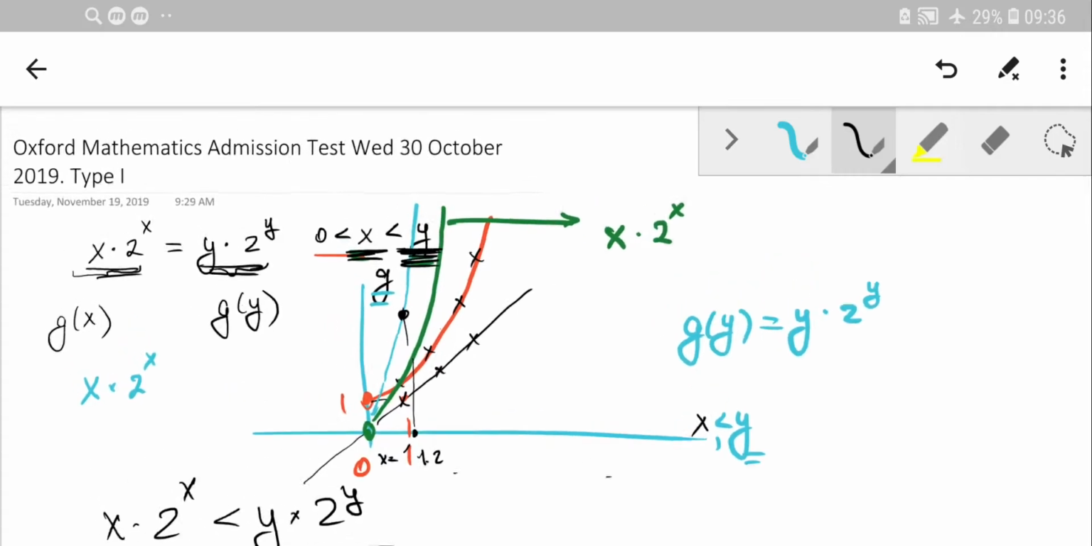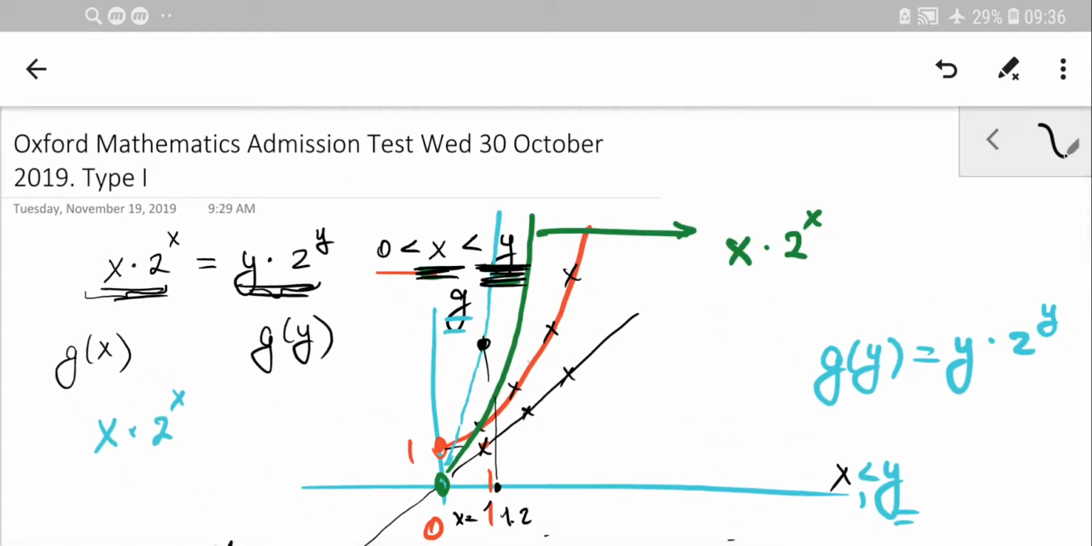Okay, so hope you enjoy and hope you understood my explanation about type I question for the Oxford test. So now we'll be trying to move next.